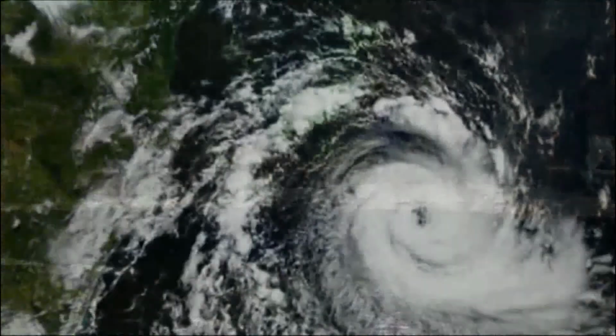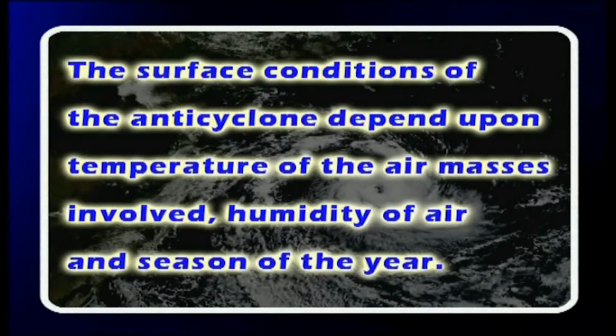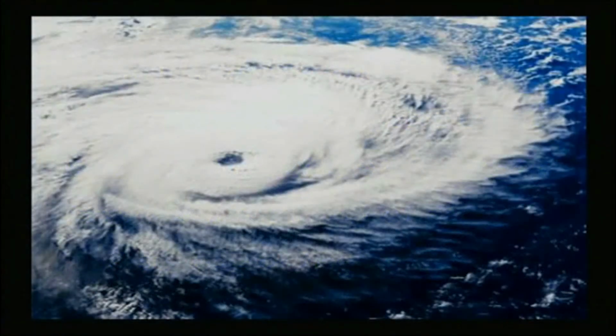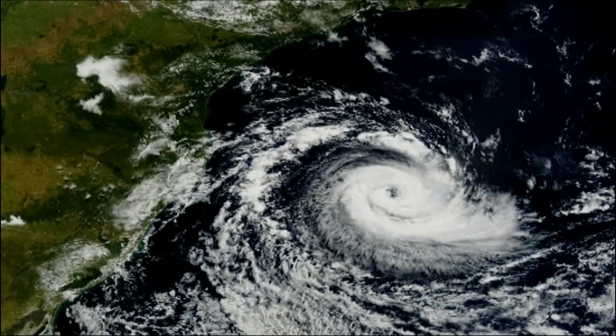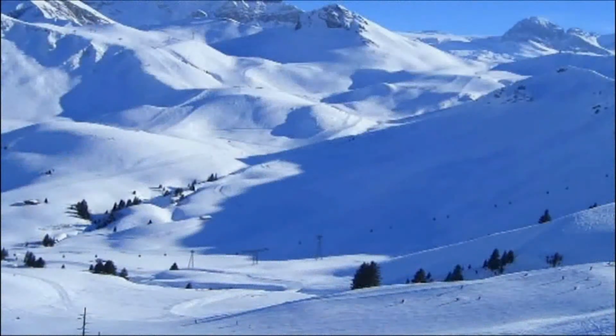Anticyclones are always associated with scanty rainfall. Anticyclones do not favor condensation and cloud formation. Occasionally, the westerly wind may produce snowfall. The surface conditions of the anticyclone depend upon the temperature of the air masses involved, humidity of air and season of the year. In winter, the cold anticyclones originating in snow-covered subpolar regions always bring with them very cold temperatures.